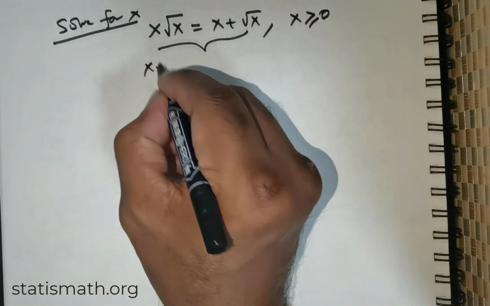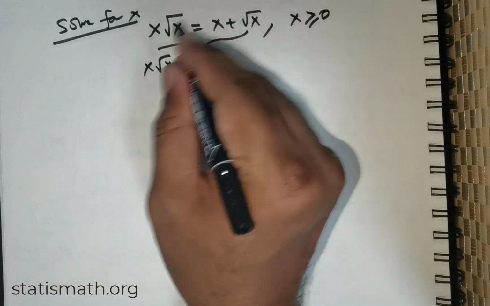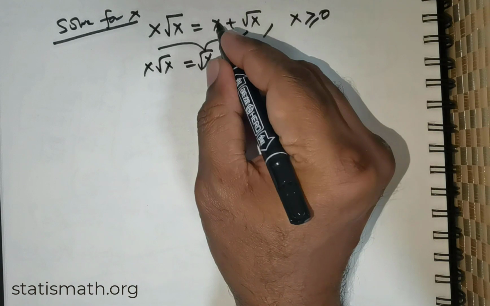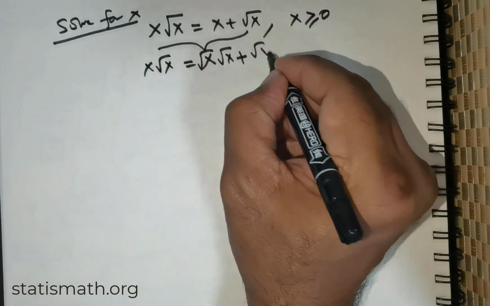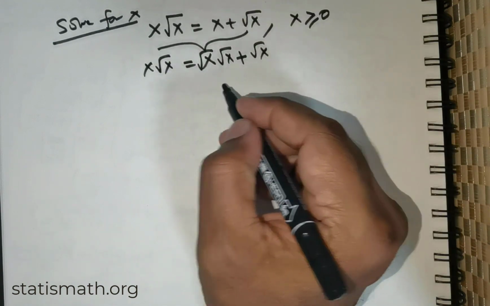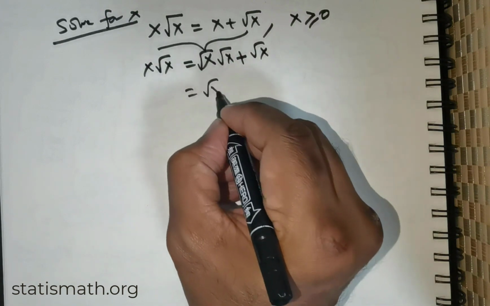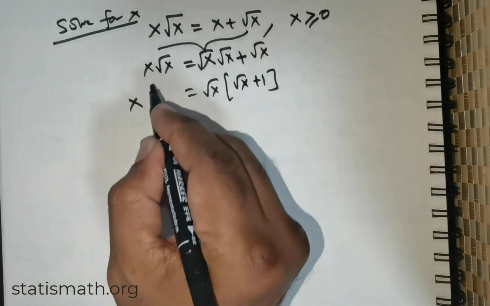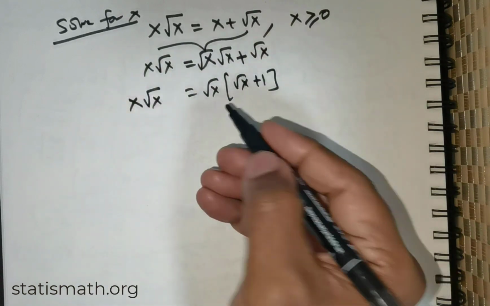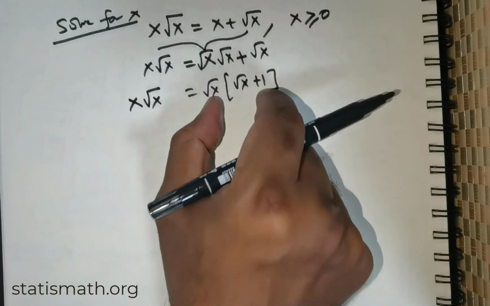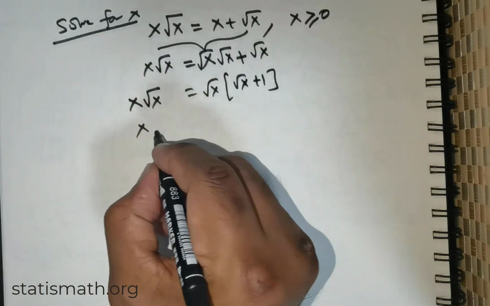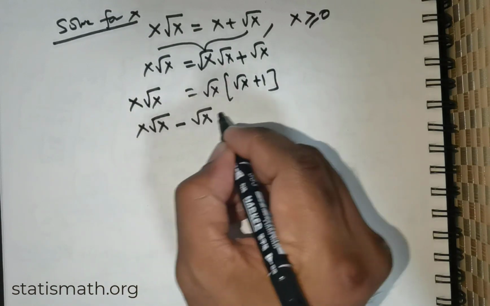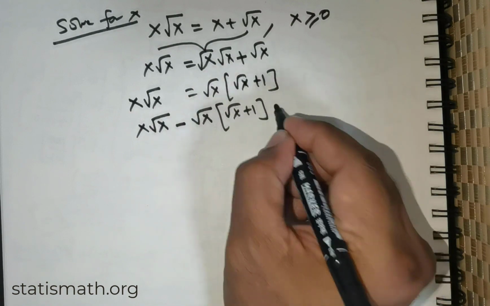Now next I'm going to rewrite this given equation as, on the right side I would like to write x as root of x times root of x, because x can be written in this fashion, followed by a positive sign and a root of x. And then I would like to take root of x out, and that would give me root x times root x plus 1 on the right hand side, and of course on the left hand side I would like to retain it as it is, x into root of x. Then I would like to move this entire quantity to the left side. Thus we would now have x into root of x minus root of x times root of x plus 1 is equal to 0.